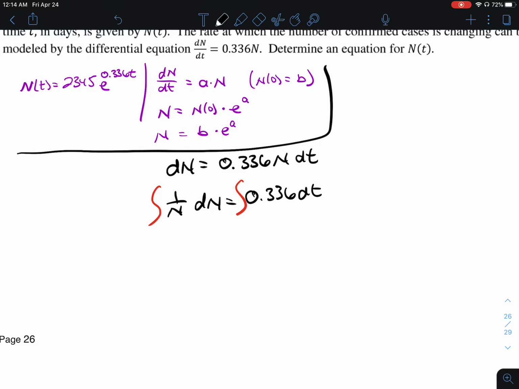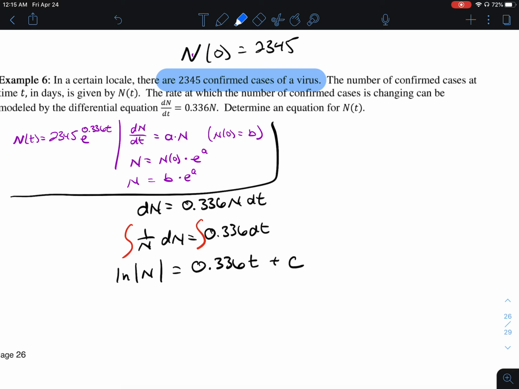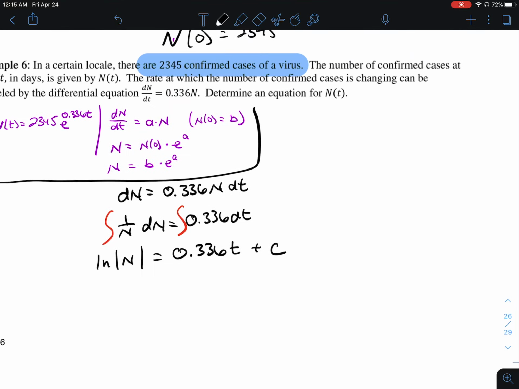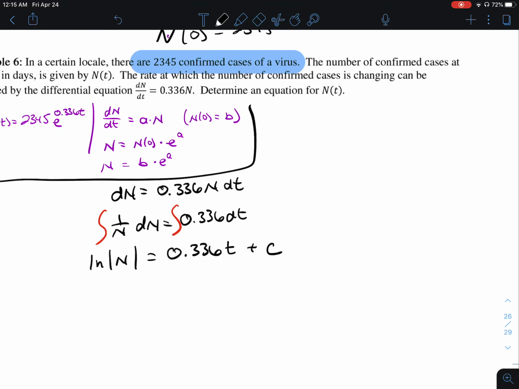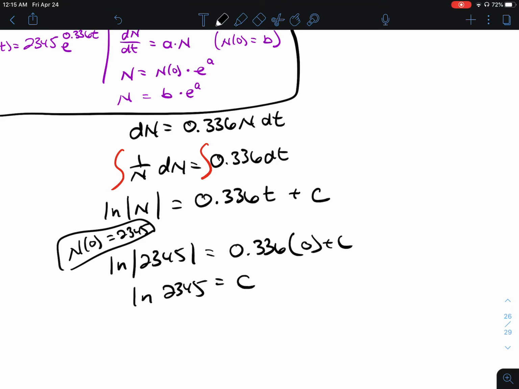On the left, this is natural log of the absolute value of n. On the right, we're going to get 336 thousandths t plus an arbitrary constant. And then we had this initial value up here. So we could put a 0 in for t, and then for n we're going to put 2,345. So that'd be natural log of the absolute value of 2,345 equals 336 thousandths of 0 plus c. So this is natural log of 2,345 equals c.